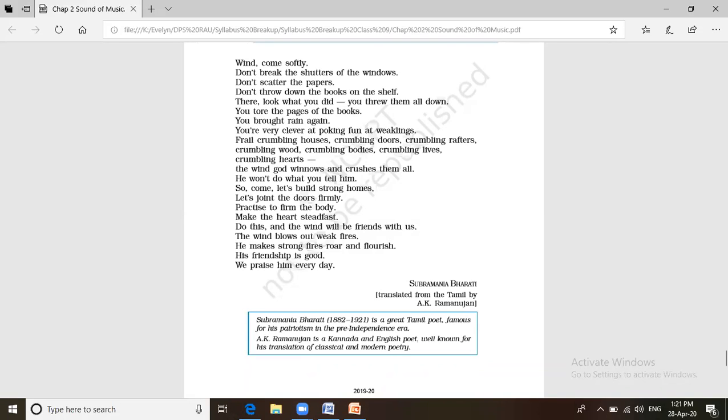Tavansh. Yes, beta. Yes, ma'am, Tavansh. I didn't raise my hand. I know you didn't raise your hand. That is why I'm asking you. Yes, Tavansh. What do you understand by the word frail? Frail in these lines means? Ma'am, something which is weak. Very good. Superb. Crumbling is?